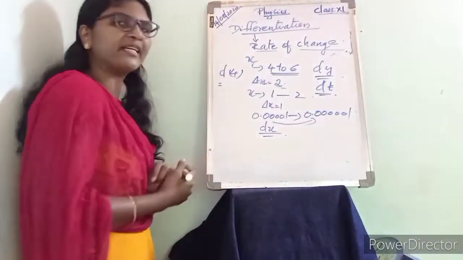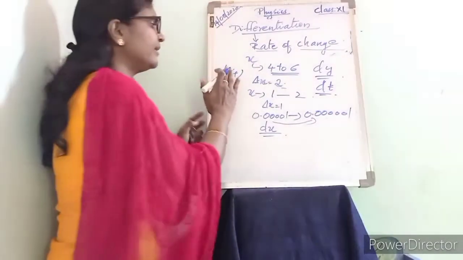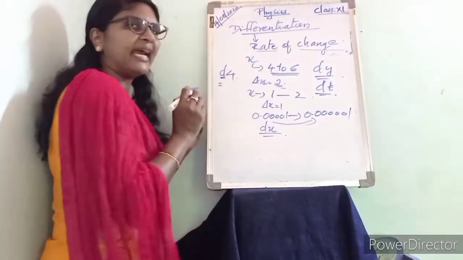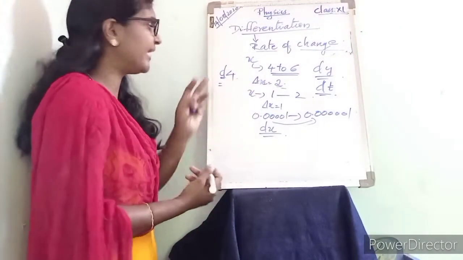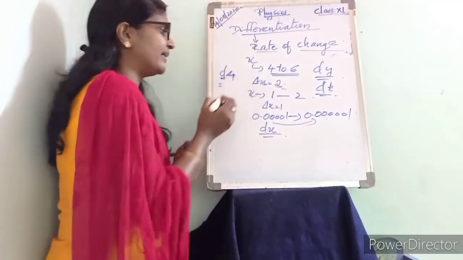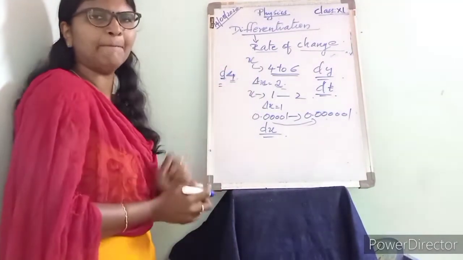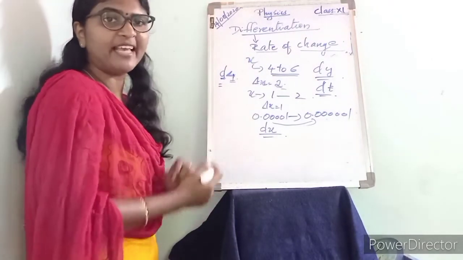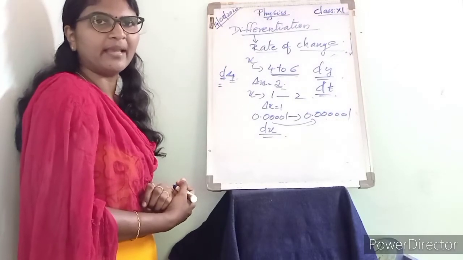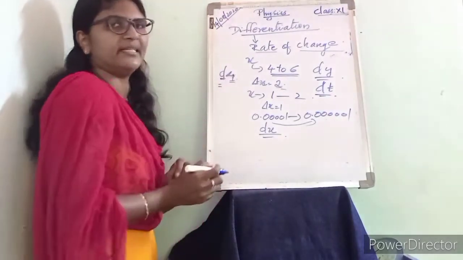What is its value actually? D of 4 means what? You know what D is? Actually, it represents a change. D represents a change. Okay, change of 4 means what? Actually, 4 is a number. It is not a variable. It is merely a number. Okay, so it is a constant.